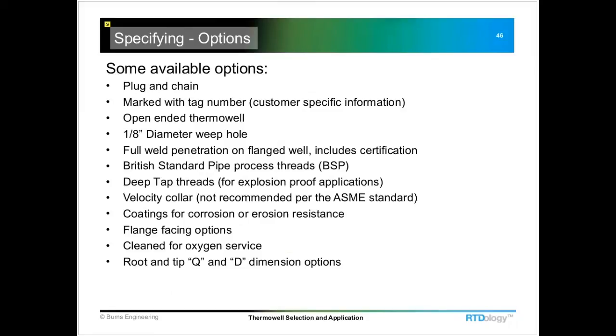So in addition to those, there are some different options that can be specified with Thermowells, and again, these are just some of the more common ones. Anything from having the manufacturer put a tag number on it, or cleaning it for service in oxygen, because you want to make sure that all the oils and foreign materials are removed from that Thermowell so that you don't get any contamination. Flammable comes to mind when we're doing oxygen service. So you want to make sure that all that stuff is cleaned away.